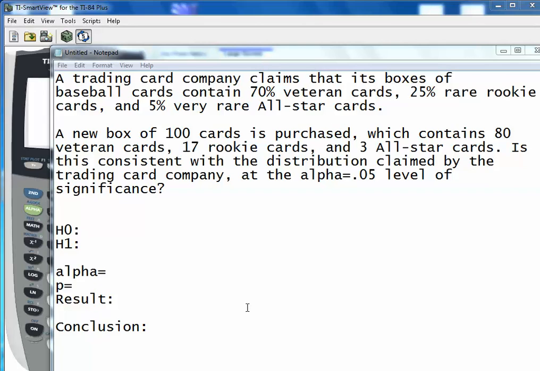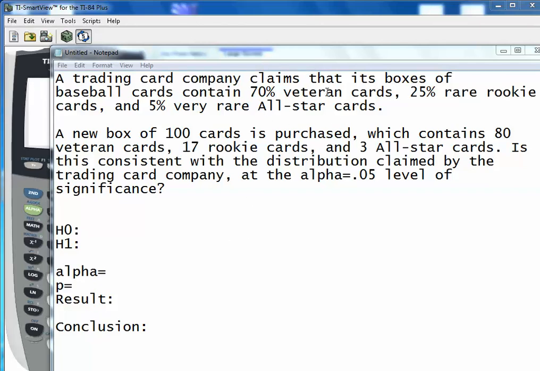So the idea is this is a different kind of hypothesis test where instead of doing a hypothesis about the mean or about proportion, we're doing it about a distribution. So it's a little bit like doing a hypothesis test for several different proportions at once. So here's an example of where we might see something like that.